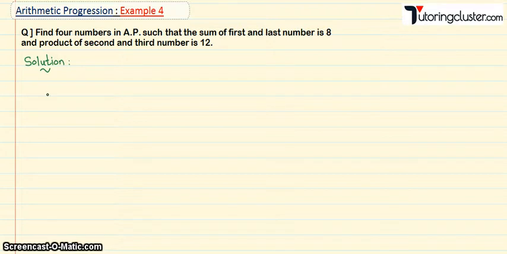Now in this video we are going to solve a very good example on finding four numbers which are in AP. In example 3 we saw that if three numbers are in AP, you can assume a minus d, a and a plus d. Now let's say four numbers are in AP, and if conditions are given, how we are going to solve it.